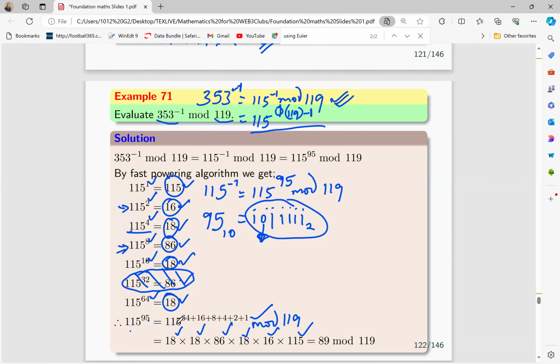Let us see whether our calculator can handle all of them. If it cannot, then we will pair them. Let's try to use our calculator and see. I have 18 times another 18 times 86 times 18 times 16 times 115. Yes, it can handle.